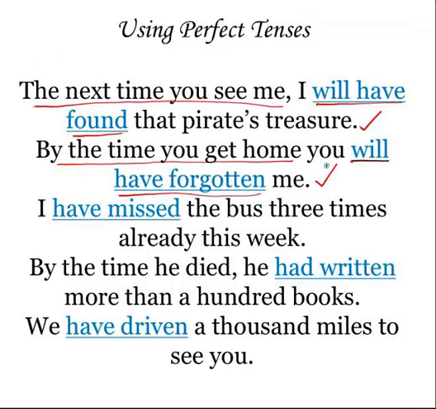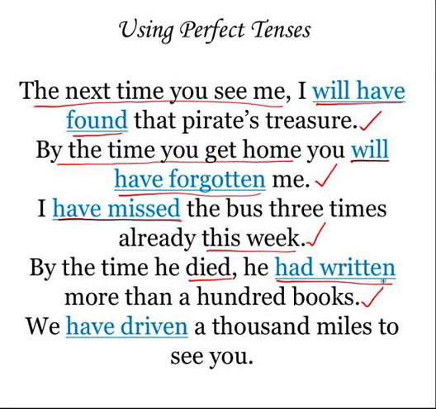Future perfect. I have missed the bus 3 times already this week. Your clue here was this week. Someone's talking about their progress so far, so we use the present perfect tense, have missed. By the time he died, he had written more than 100 books. Your clue here was died. Past tense, obviously if someone has already died, that's got to be in the past. And the writing had to have taken place before the death, so he had written.